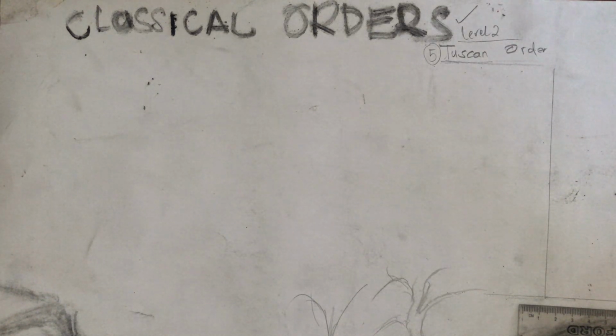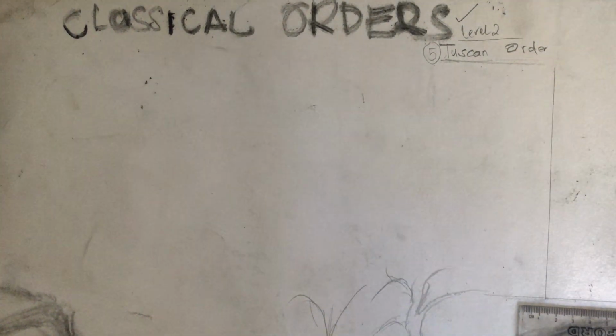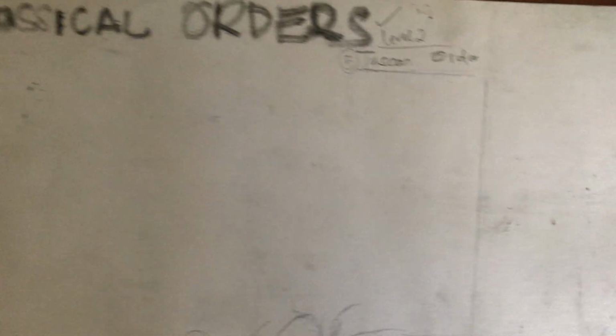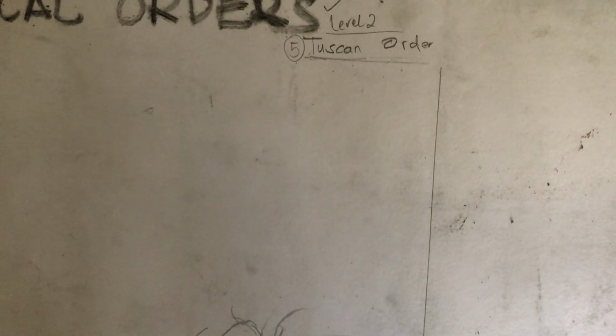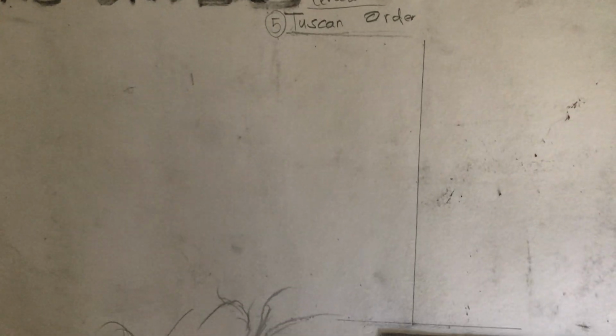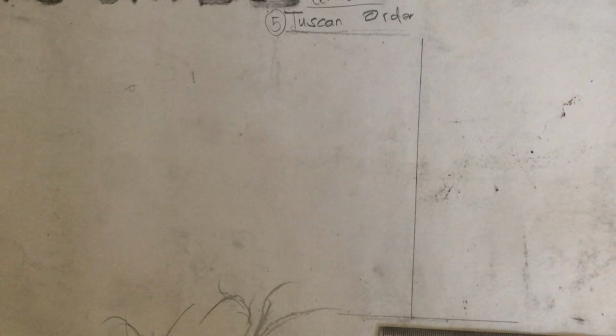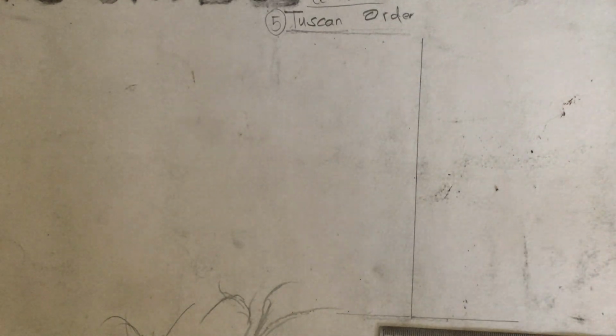In tablet sketches, I'll explain the main features of classical orders. But first I should explain what the term classical orders actually means. What are classical orders? Decorative systems of constructional architectural elements developed by ancient Greeks and Romans.